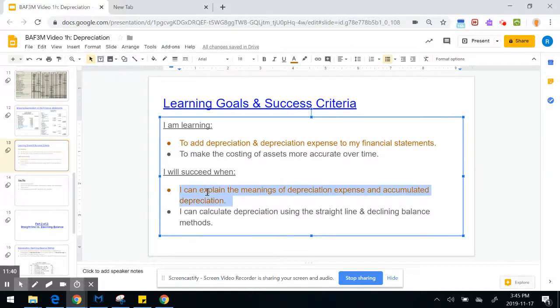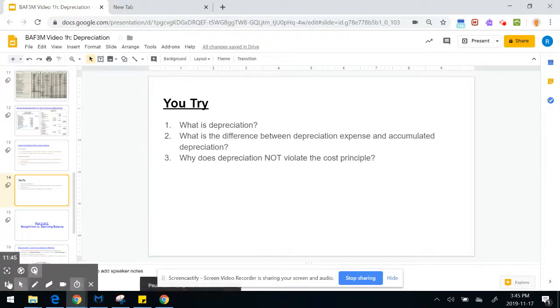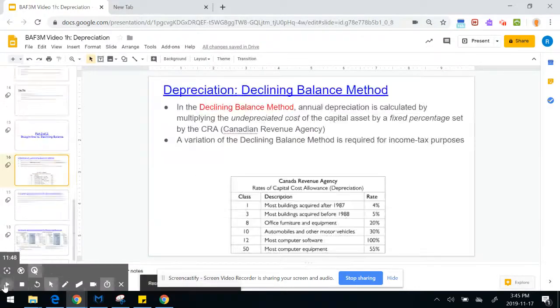So let's test this first success criteria. Can you explain the meanings of depreciation expense and accumulated depreciation? Okay, so try these questions. We'll take 5 minutes to do this in class.